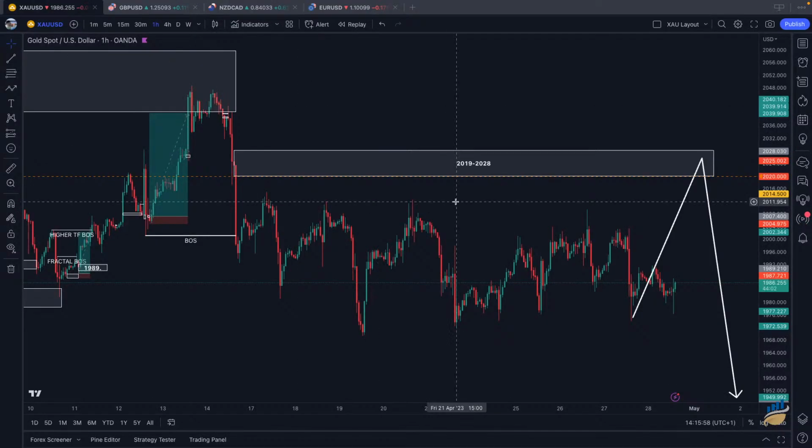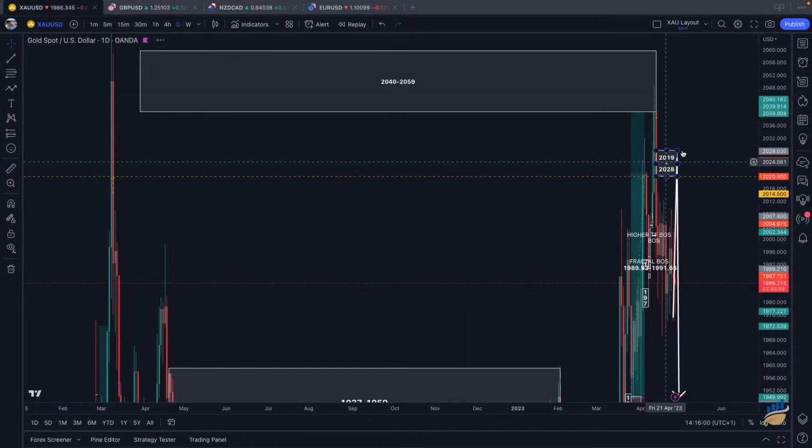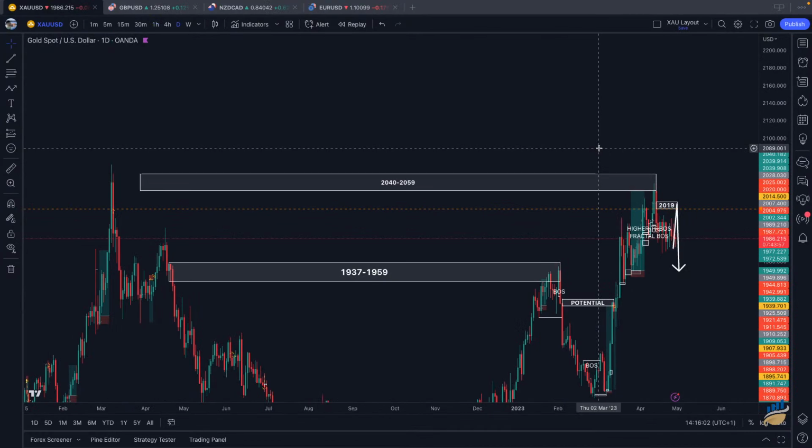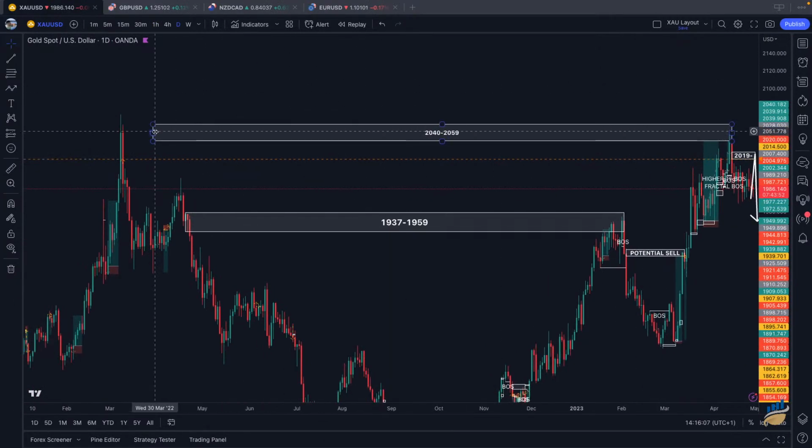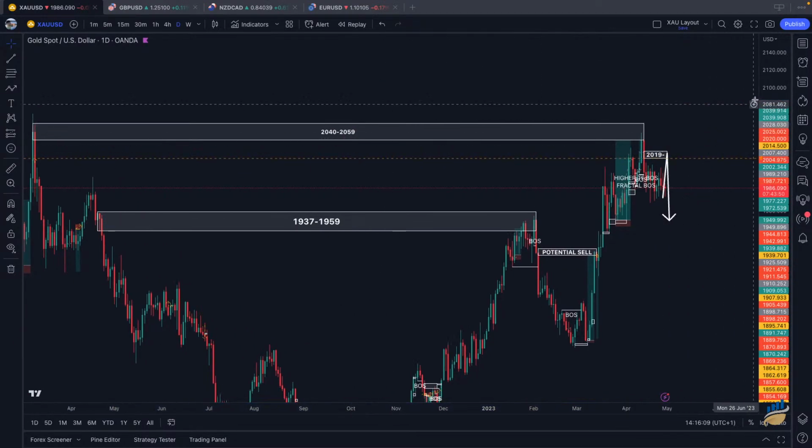So we'll start off with XAU USD. I'm going to be creating a case study video on this pair in the coming days anyway, but just so you guys can see what I'm looking at.